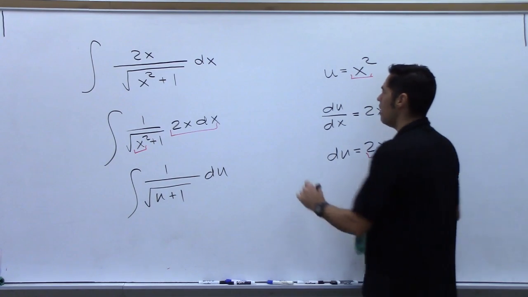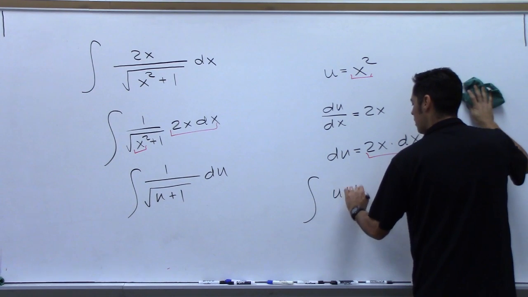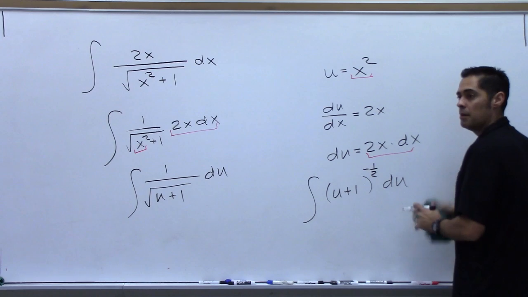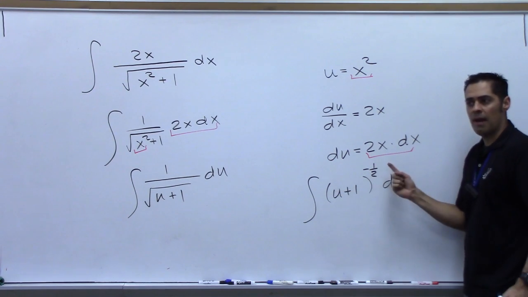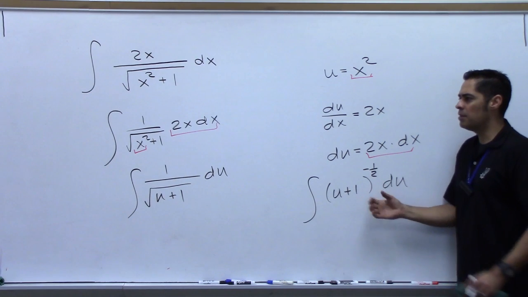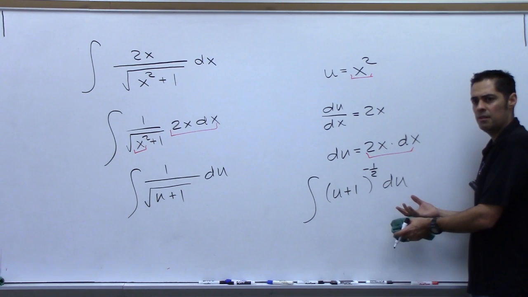If you tried to bring that up, it would look like this. Integral, it would be u plus 1, the whole thing to the negative 1/2, right? And you cannot put the negative 1/2 on each one of these. That's a big no-no, right? So you wouldn't be able to do a power rule on this. You'd be stuck still. Understand?